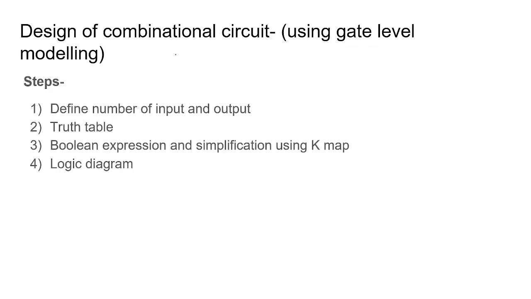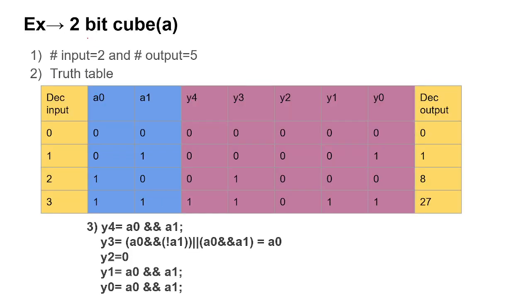So, designing a combinational circuit using gate level modeling, we will first define the inputs and outputs, the number of inputs and outputs, the truth table, then the Boolean expression and simplification using K-map, then the logic diagram, followed by the Verilog code. For example, let us take a 2-bit cube. The maximum we can represent, 1 1, in a 2-bit number system is 3.